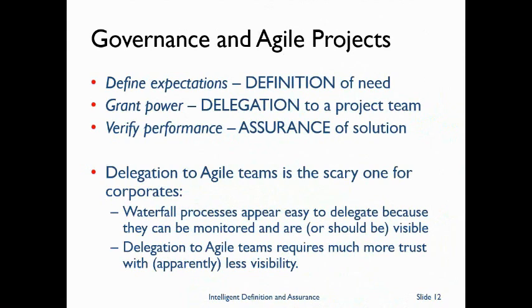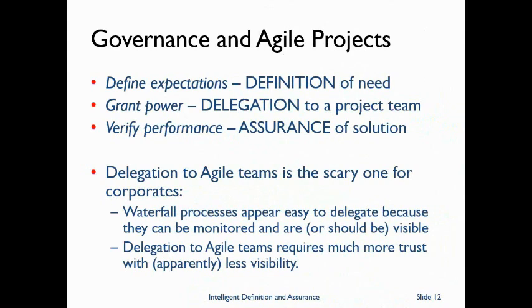So let me revisit the definition of governance. We had this concept of decision-making with regards to defining expectations, granting power, verifying performance. Now I'm going to use a shorthand to summarize those three aspects of governance: definition, delegation, and assurance. Definition of need is what you might call setting the expectations and the requirements for a piece of software or business functionality. Delegation is handing the task of delivery of that functionality to a project team, and assurance is commonly regarded as the testing that's performed.